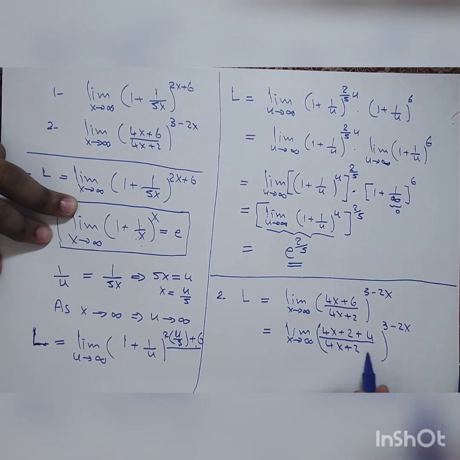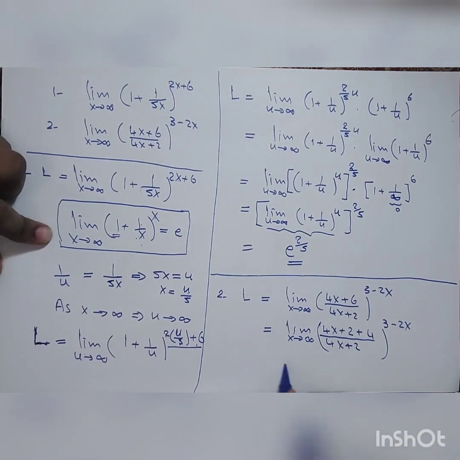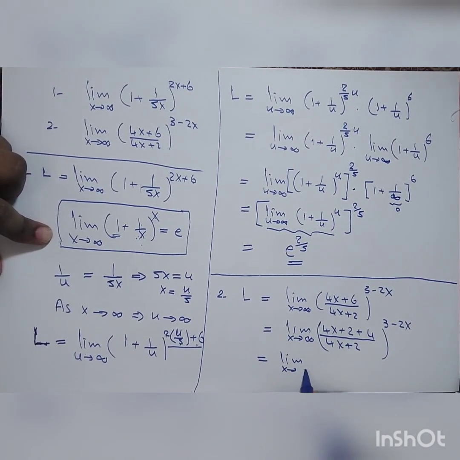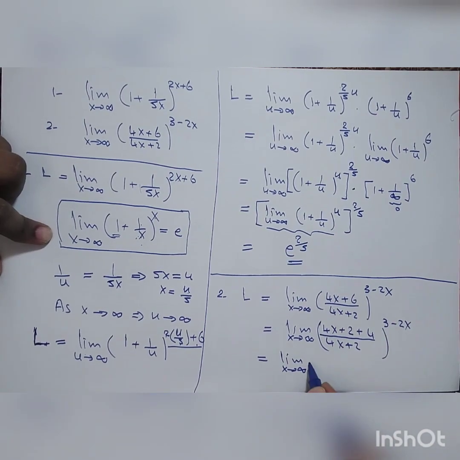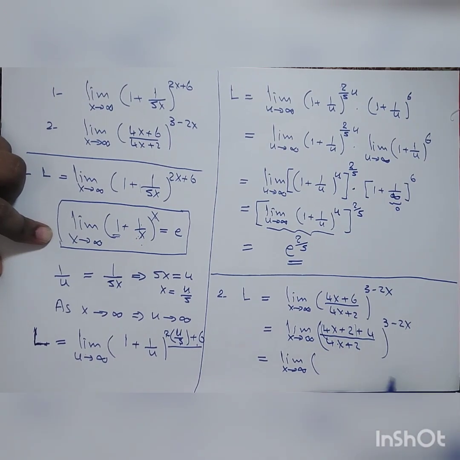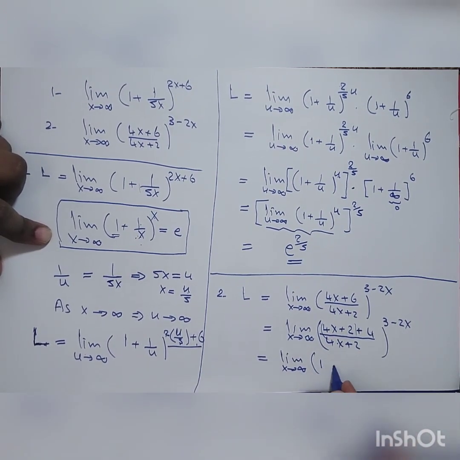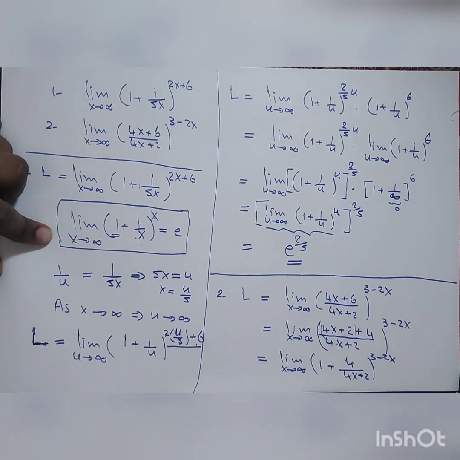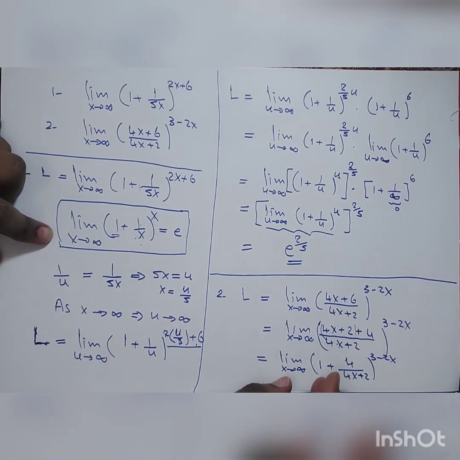Now why did we do this? Because we would like to distribute. We need to get the 1 here, right? So the limit as x approaches infinity, if we distribute, this will be divided by this, plus this divided by this. So that means we get 1 plus 4 divided by (4x plus 2), all to the power 3 minus 2x. So now we are close.